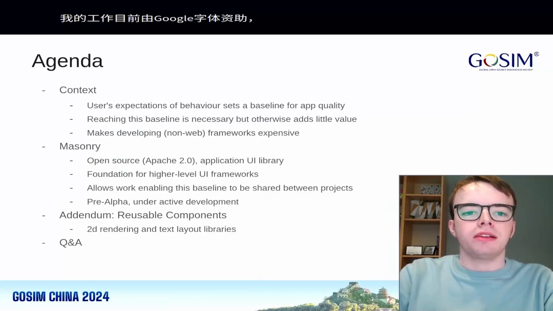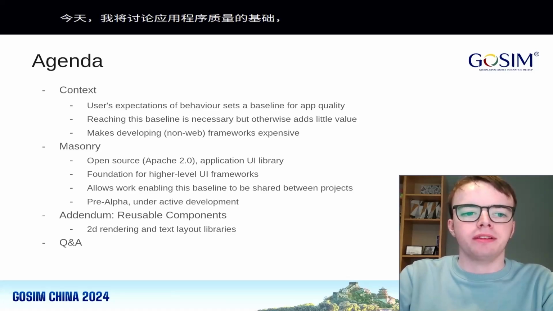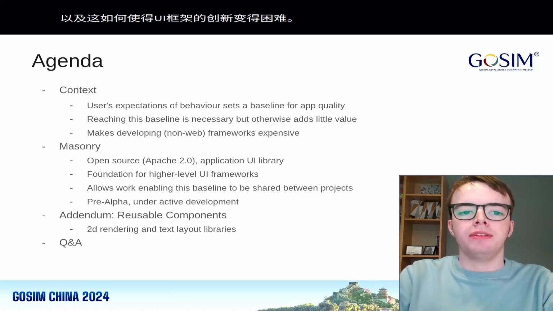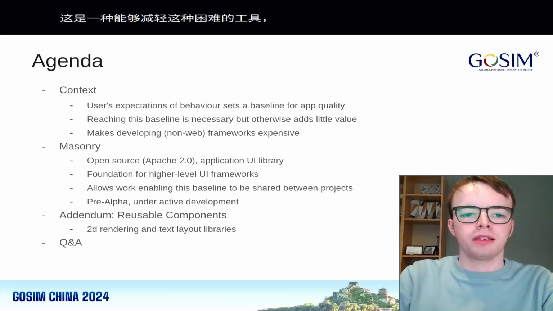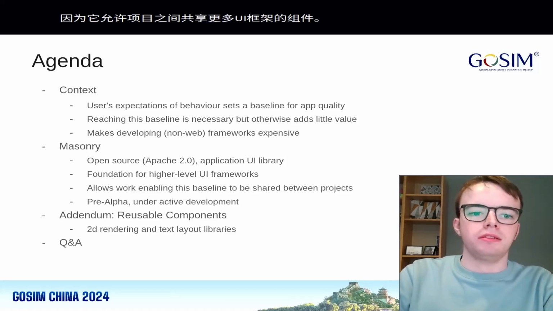Today, I will be talking about the baseline for app quality and how this makes innovation in UI frameworks hard. I will then introduce Masonry, which alleviates some of this difficulty by allowing more parts of UI frameworks to be shared between projects. Afterwards, I will discuss some of the other libraries developed by Linebender and how you can use these in your own projects independently of Masonry. We will then have a few minutes for questions.